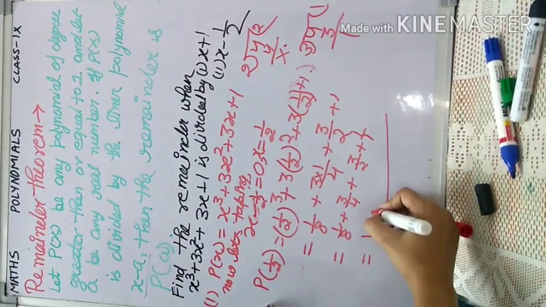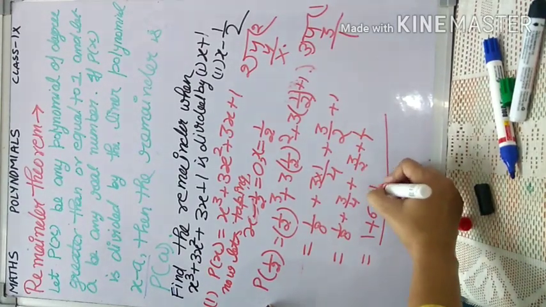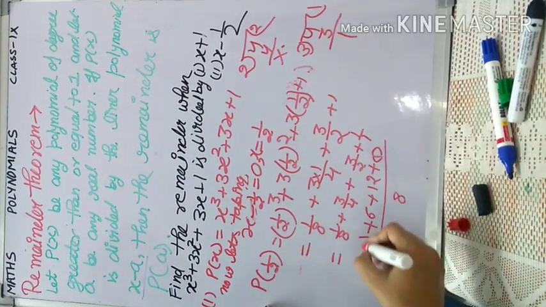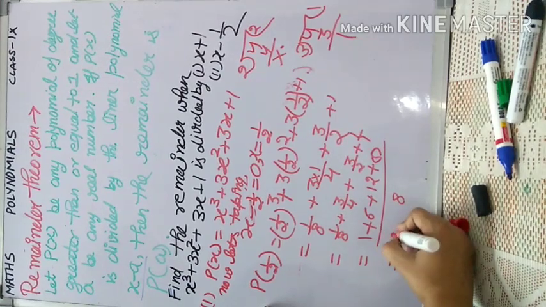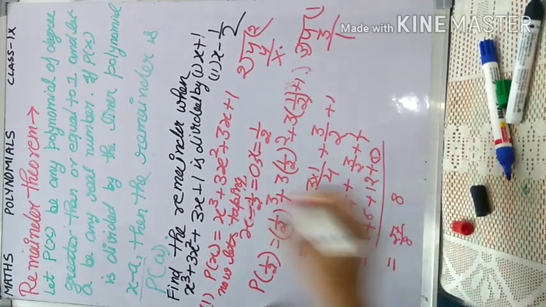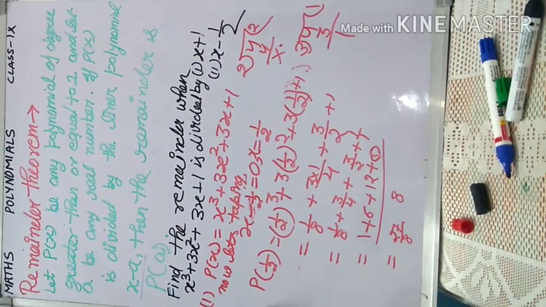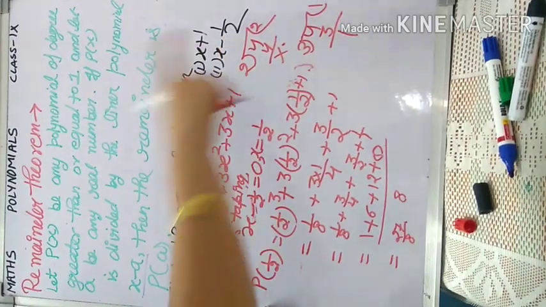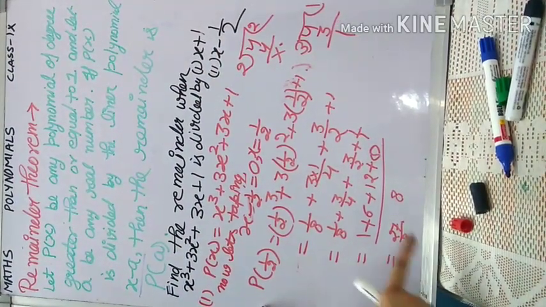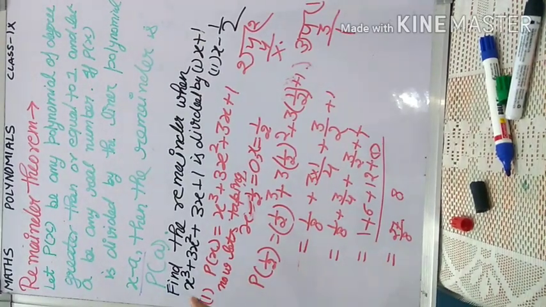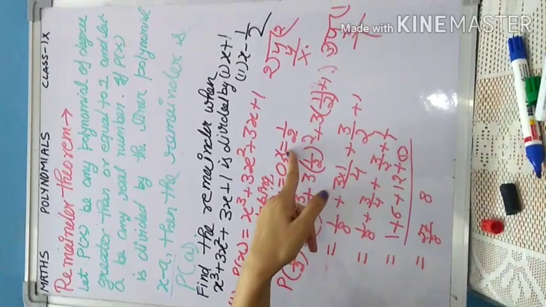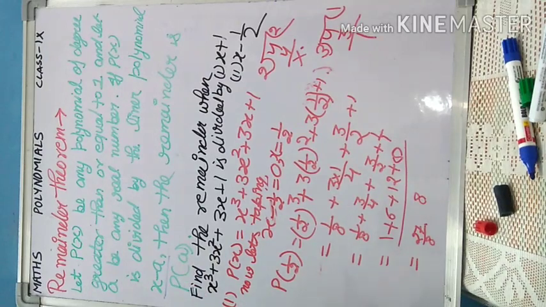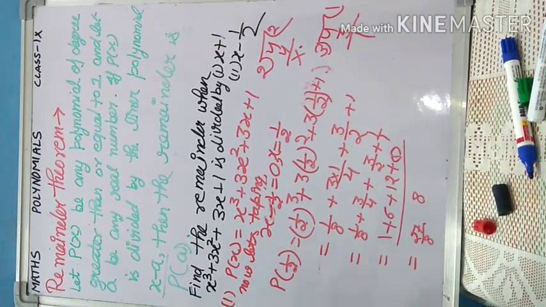Okay, that will be 27 upon 8. So the remainder, when we divide this polynomial by x minus half, will be 27 upon 8. Since it is not 0, children, you can also conclude two things: that x equal to half is not a 0 of this polynomial and this x minus half is not a factor of this polynomial, because these same questions will be asked.